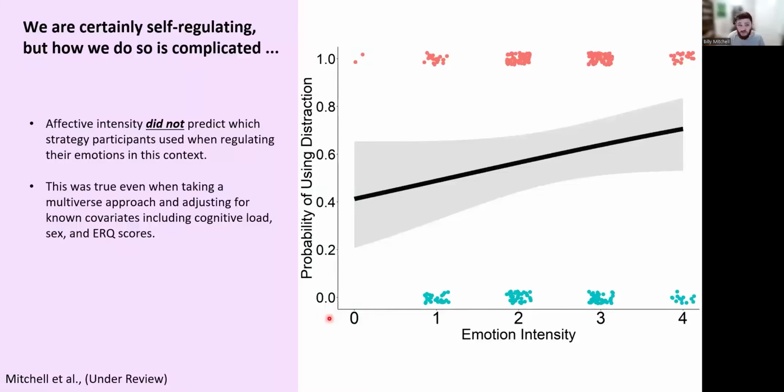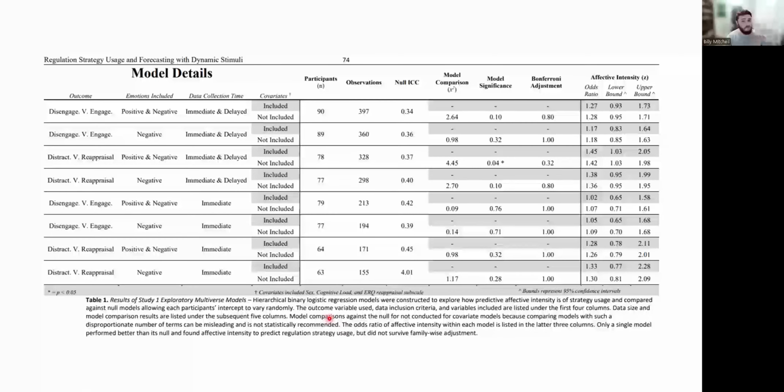This was true even when adjusting for covariates, including cognitive load at the time of exposure, sex, and biases in how people choose regulation strategies. And so to try to be as generous as possible to this established hypothesis, we also took a multiverse approach, running the analysis multiple times while changing the inclusion criteria. This included including and excluding observations featuring positive and negative emotions, strategies beyond just distraction and reappraisal, and the time at which the data was collected. None of these changes produced a model in which intensity significantly predicted strategy usage after adjusting for multiple comparisons.